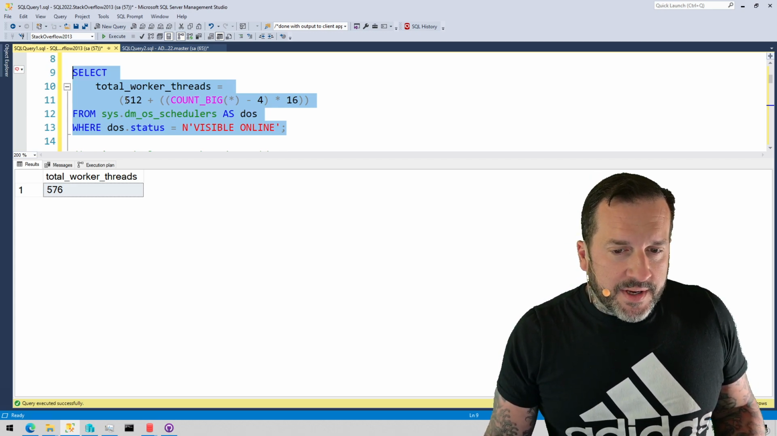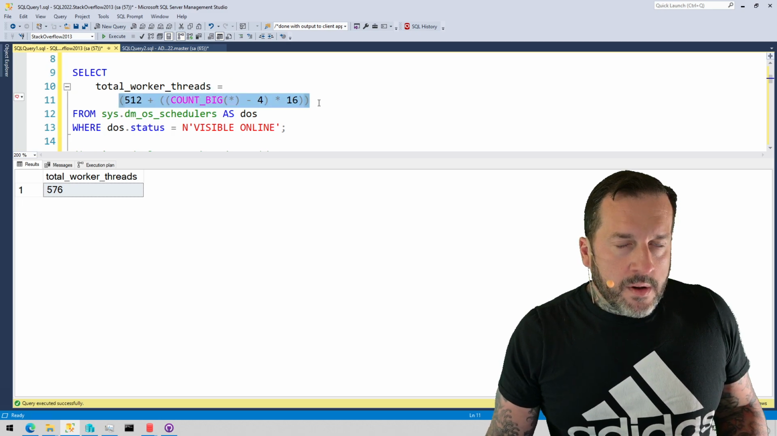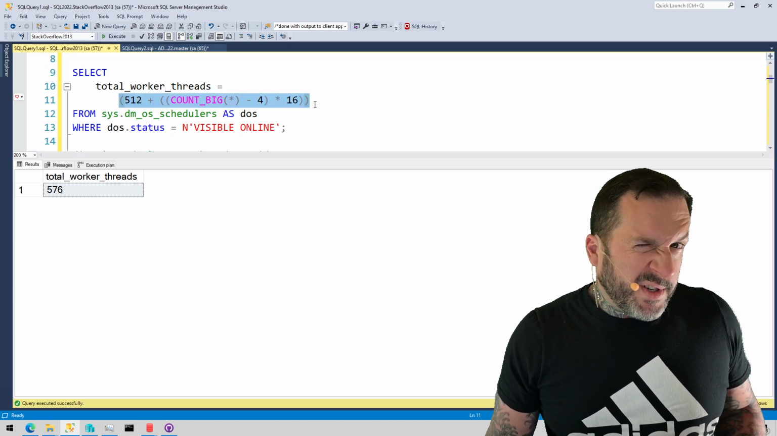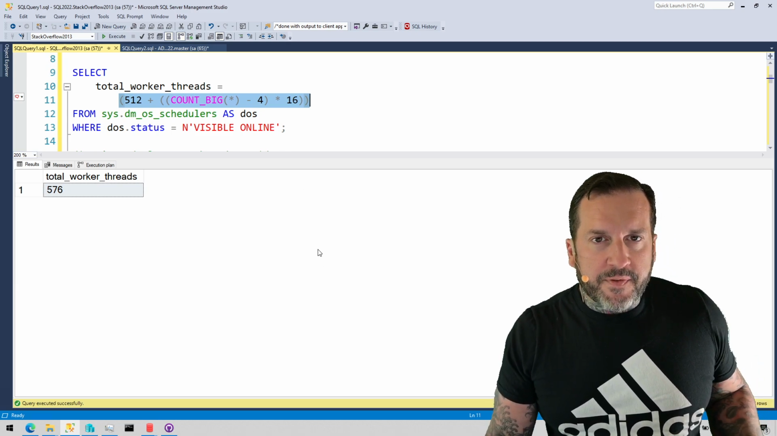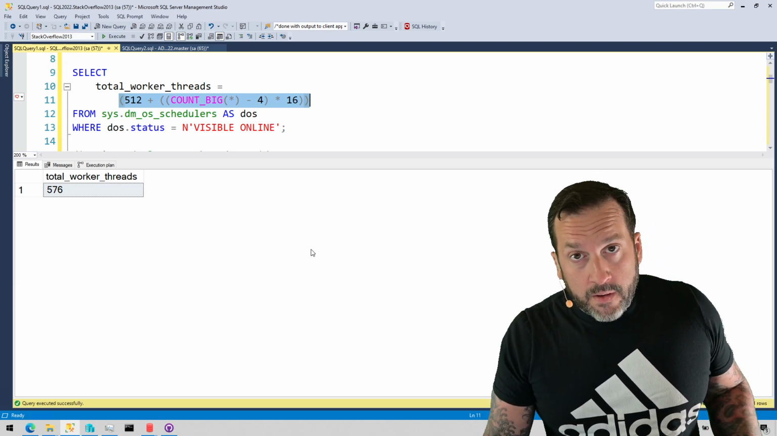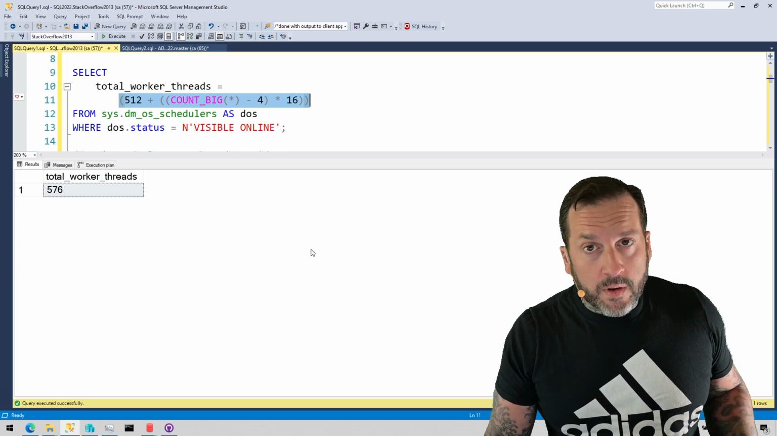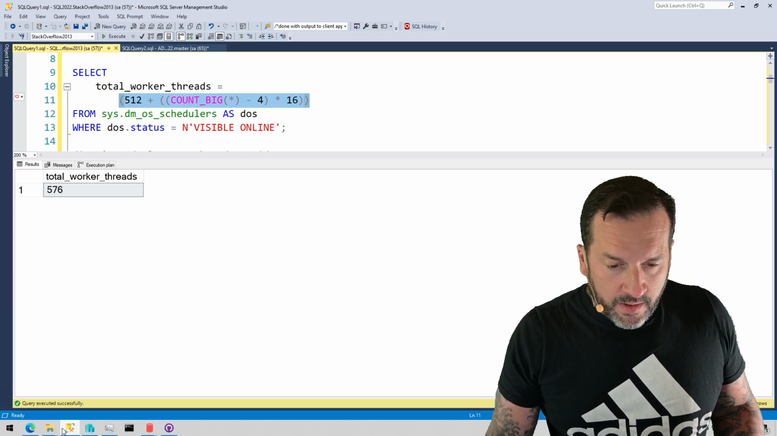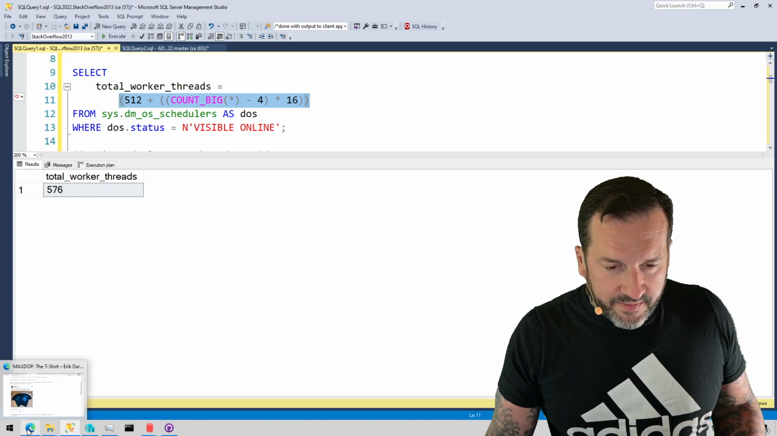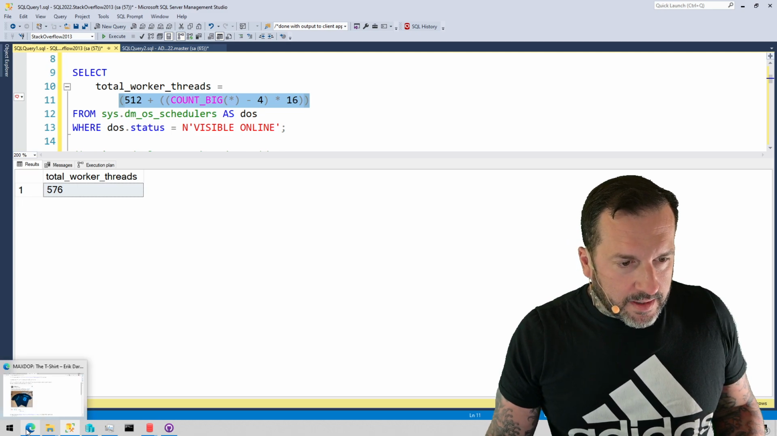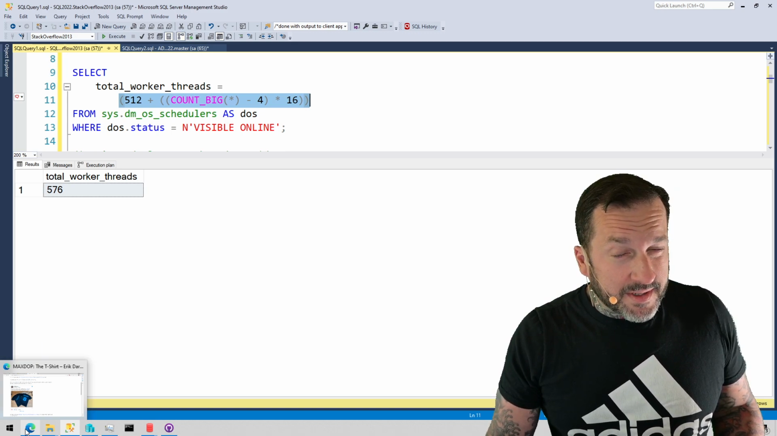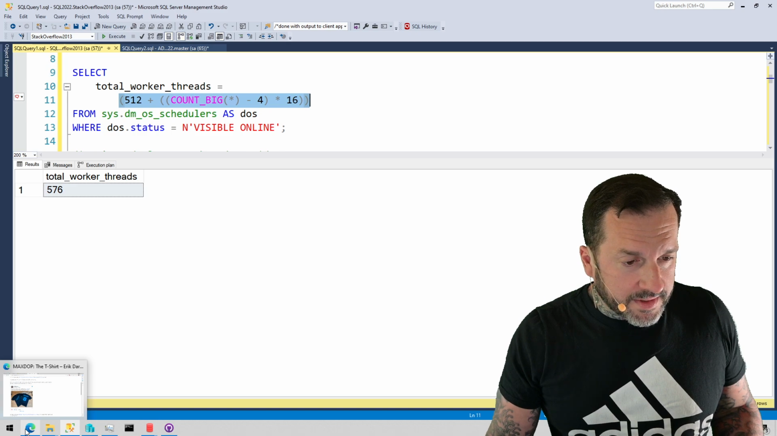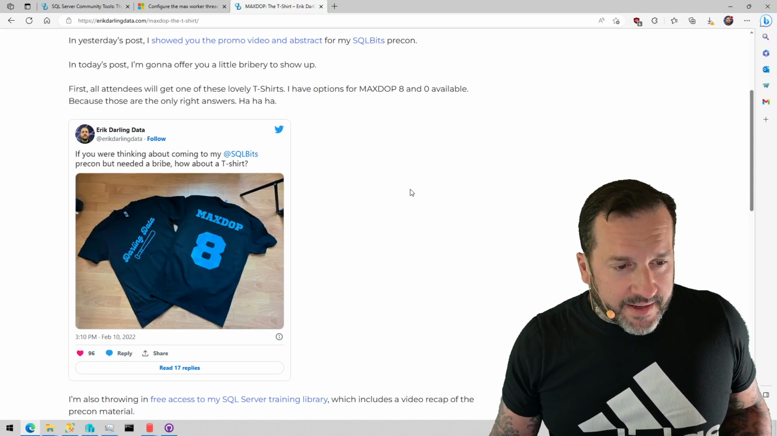So this is the calculation that you would use for, say, modern-ish versions of SQL Server that have fewer than 64 cores in them. Now, Microsoft actually did change the calculation semi-recently for servers with more than 64 cores. Before I talk about that, I did get a user question.